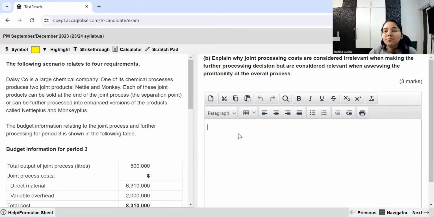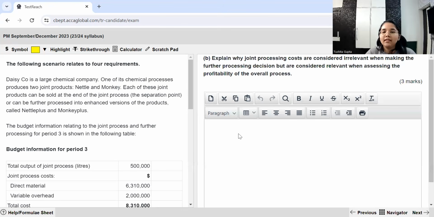Part B says, explain why joint processing costs are considered irrelevant when making the further processing decision, but are considered relevant when assessing the profitability of the overall process. So see, first, let's break down the requirement. It's a 3 marks requirement. That means probably explaining enough for 1.5 marks for one side and 1.5 marks for the other side.